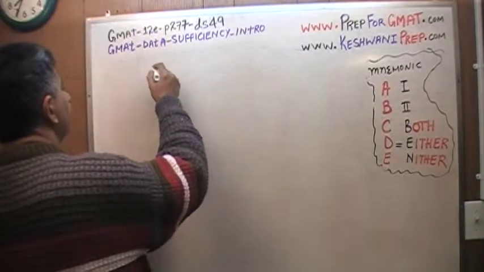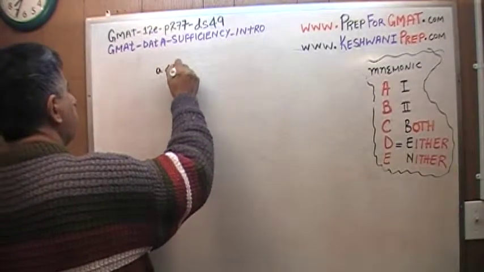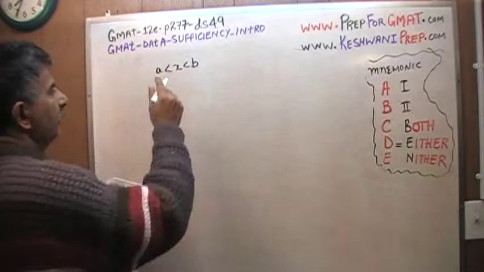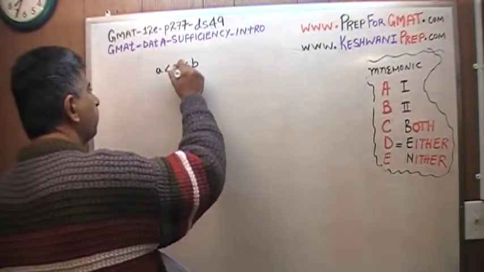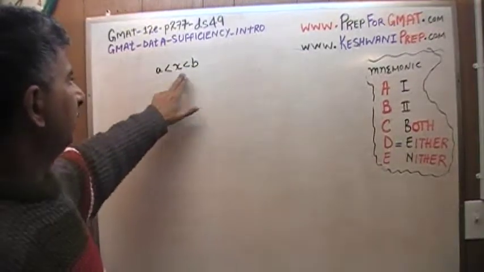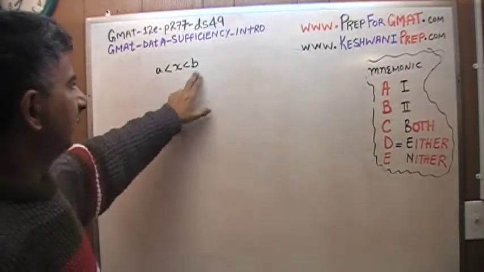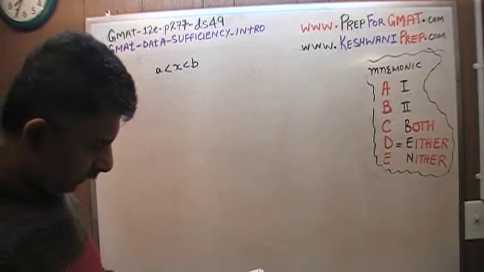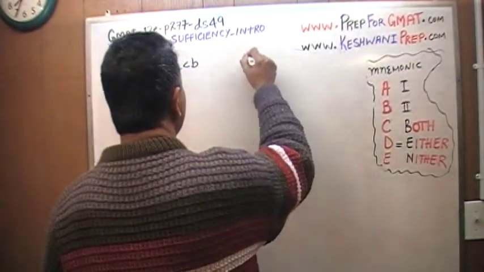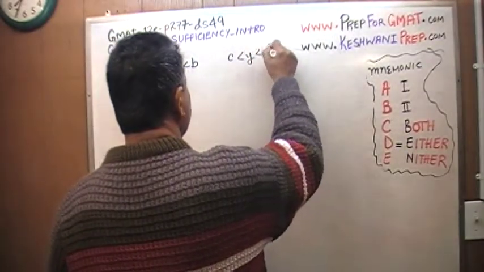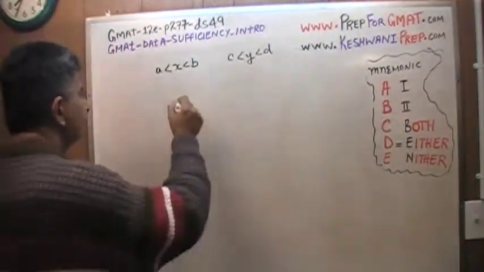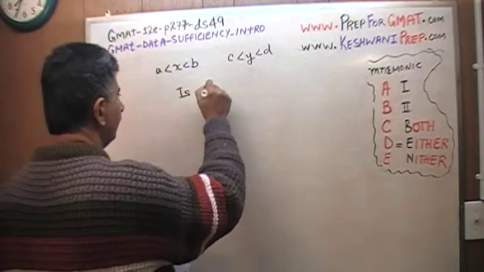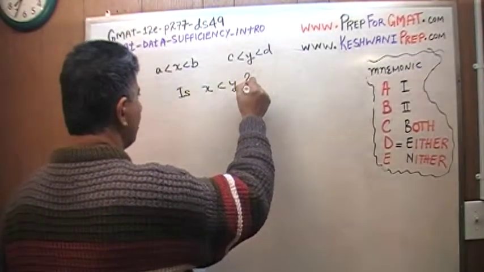We are told that we have some quantity x which lies between a and b. X is somewhere between a and b. And we are also told that y is somewhere between c and d. The question simply is: x less than y?